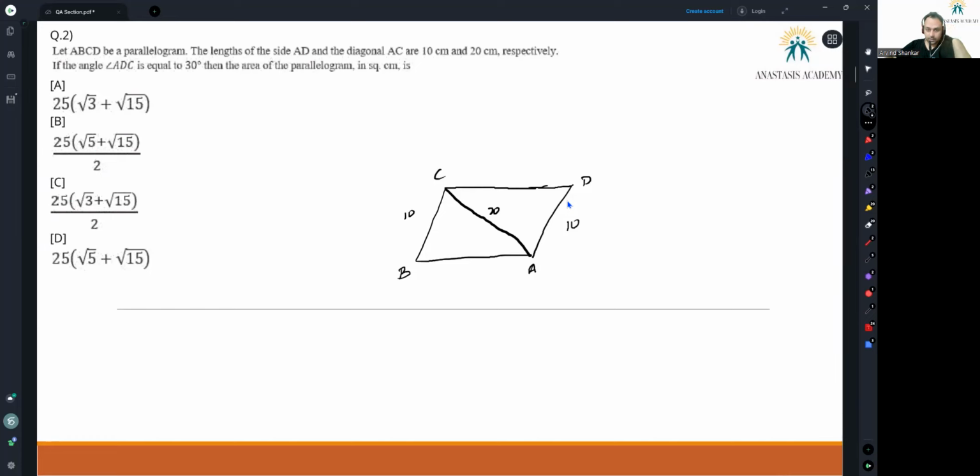This is also 10 then. The other diagonal is of course not 20, but let's drop a perpendicular from C to this point. You can drop a perpendicular from A to CD, even that is fine. Now, what do I need? I was told this is 30 degree. So this will also be 30 degree.